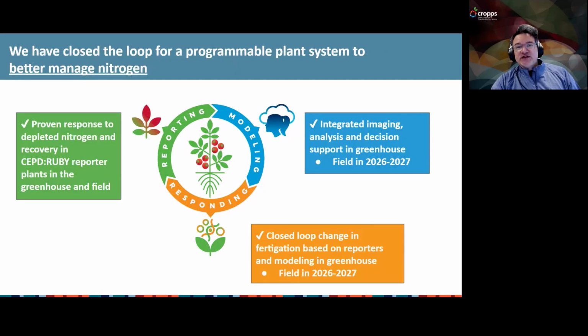In summary, we have closed the loop on a programmable plant system for nitrogen management. Septi Ruby reporter plants have shown proven responses to nitrogen depletion and recovery, and an integrated decision support system for fertigation adjustments has been demonstrated in the greenhouse. We are on track to achieve full field implementation in 2026-27. This example uses conventional and robotic actuation of fertigation, but next, Tony and Arjun will present a case of programmable plant-based actuation. Thank you.